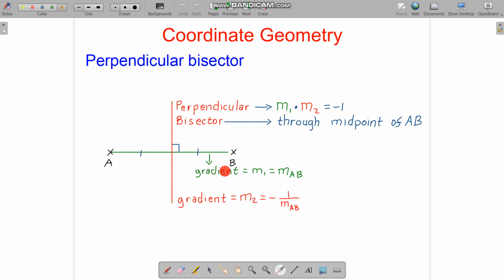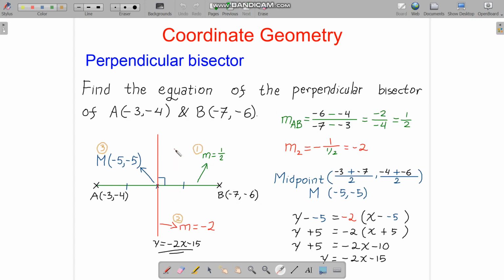To find the gradient, you can use delta y over delta x. So the gradient of the green line, we would call it M1 or MAB. And for the gradient of the perpendicular bisector, because it's perpendicular, it's got to be minus 1 over MAB. So remember, it passes through the midpoint. Example question here. Find the equation of the perpendicular bisector, A(-3, -4) and B(-7, -6).